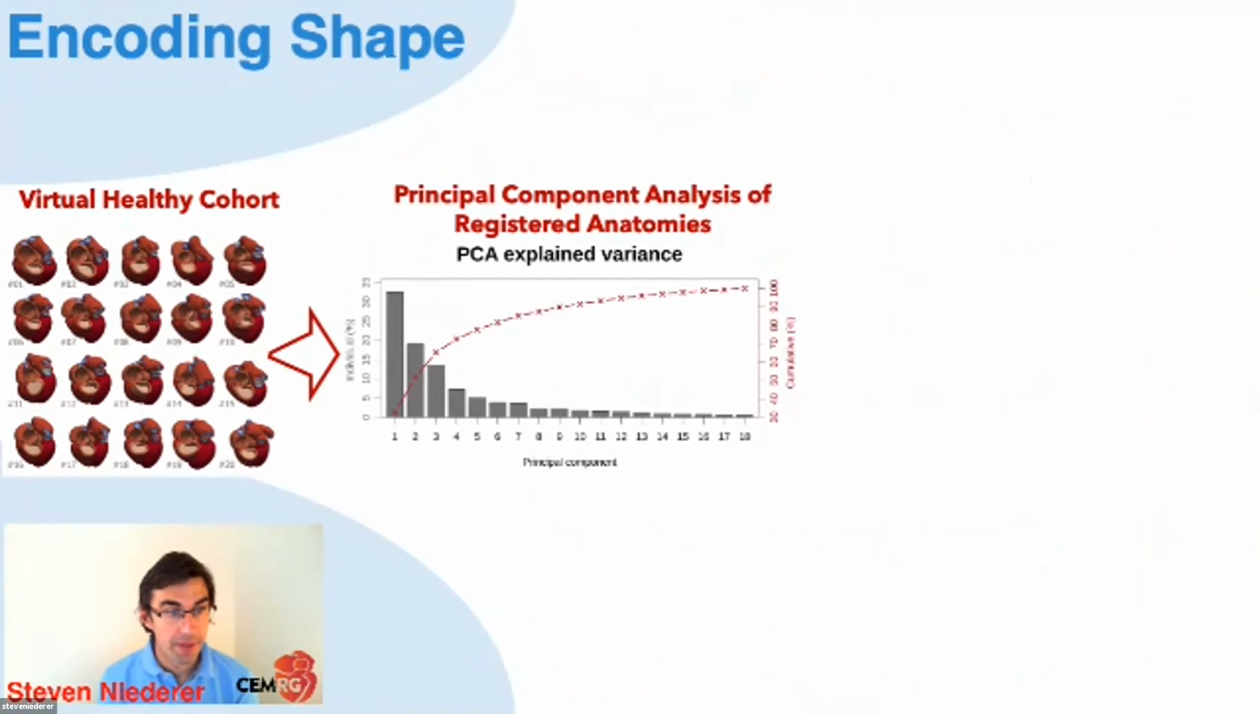What we can do with the healthy control cohort is register all of these hearts together, and then do a principal component analysis of the shape to work out the different modes of shape which describe the patients' hearts. And we see here our different components of shape and what proportion of variance each one of those modes explains. So mode 1 is 30-some%, and then we come down to mode 18, which is less than 1%. About 90% of the variance of shape can be explained by the first 9 modes.